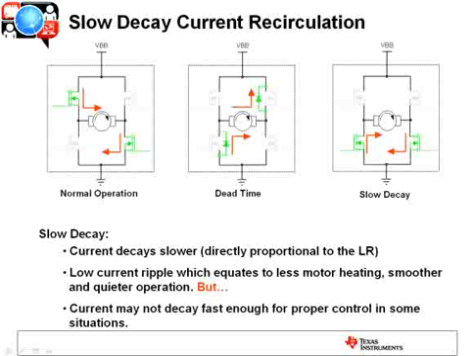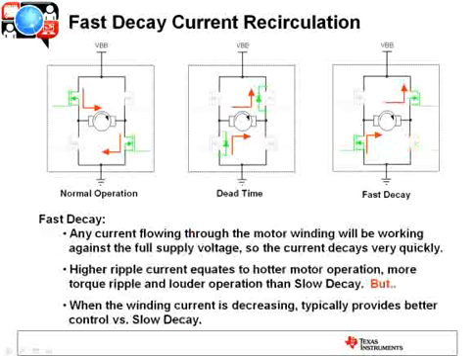But that slow decay is exactly that, it's slow. And it may not decay fast enough for a proper control of the motor in some situations. Now if we look at another decay method called fast decay, again we've got normal operation here where the high side and low side are conducting. Motor spinning, everybody's happy. The dead time we talked about.